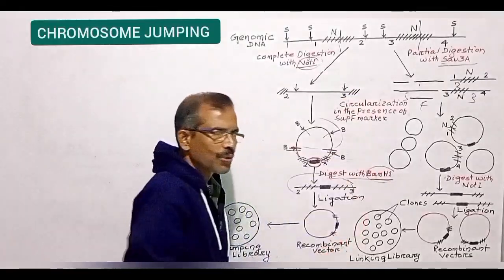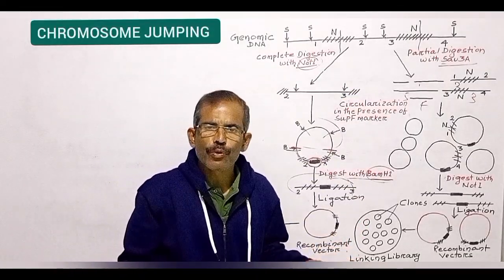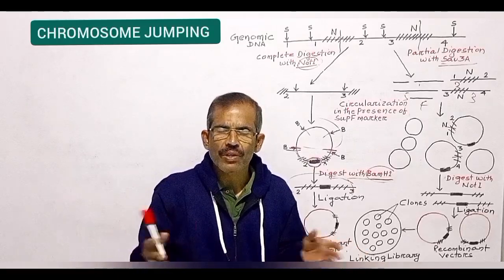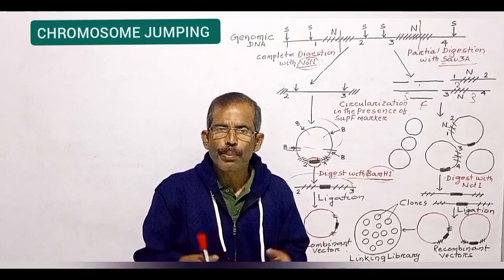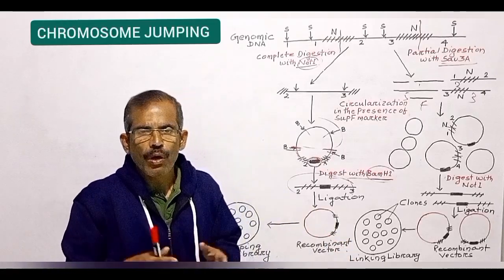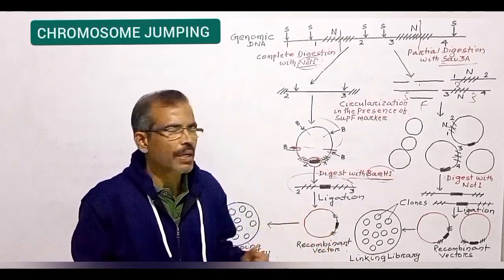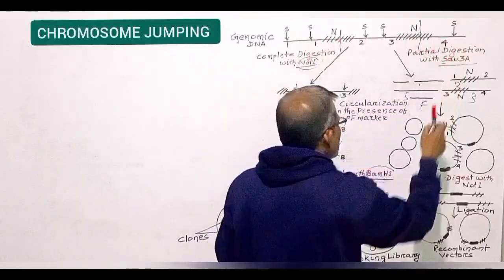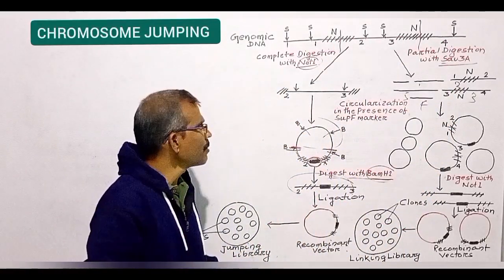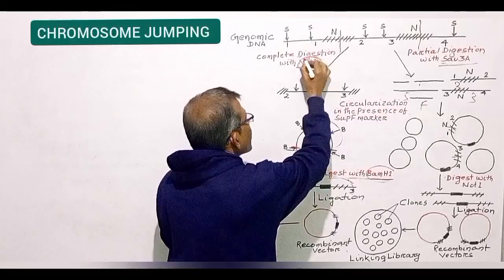This figure illustrates the principles of chromosome jumping. Chromosome jumping requires construction of a jumping library and a linking library. In order to construct the jumping library, the genomic DNA is digested completely with a rare cutting enzyme such as NotI.